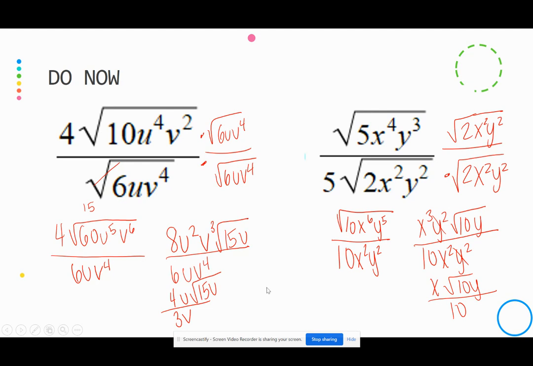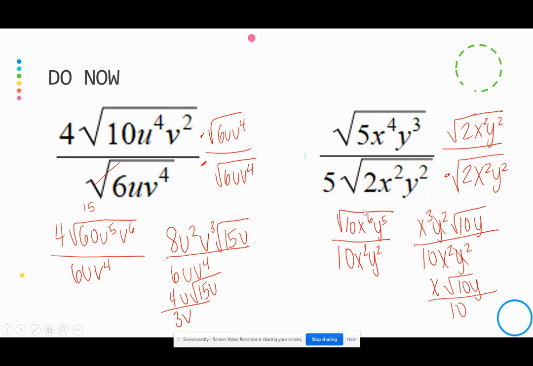If we look at the next one, we have to multiply by the radical. So we multiply by the square root of 2x squared, y squared, in both the numerator and the denominator. When we do that, the numerator becomes square root of 10x to the sixth, y to the fifth. The denominator has the 5. We act like the square root's not here anymore because it gets rid of the radical. And 5 times 2 is 10, and we leave this as is.